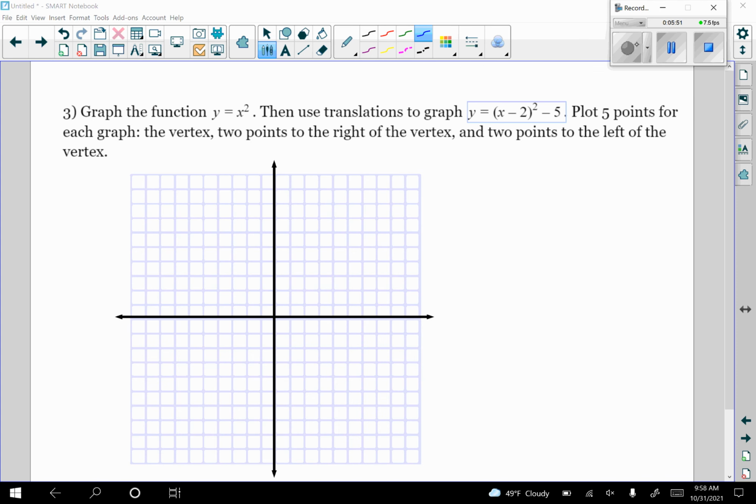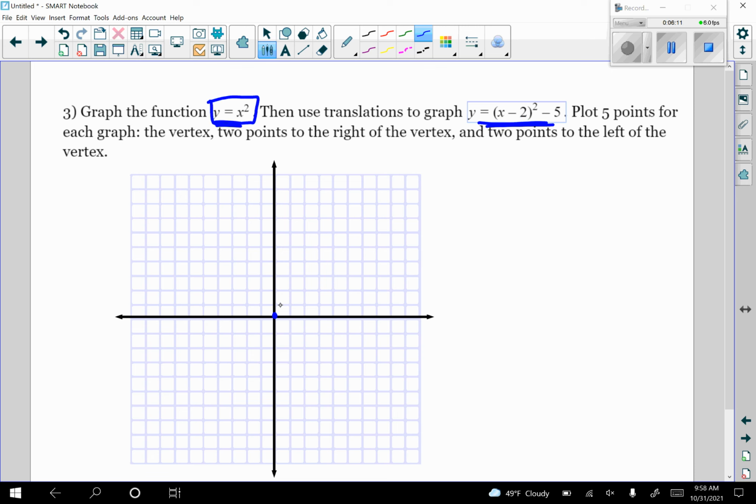All right, in this question, we're asked to graph y equals x squared. Then we want to use translations to graph this. So they're both parabolas, they're both quadratic, and you want to plot 5 points for each graph. And again, I'm going to show you how to do this by counting, and then we can also do this by making some tables.